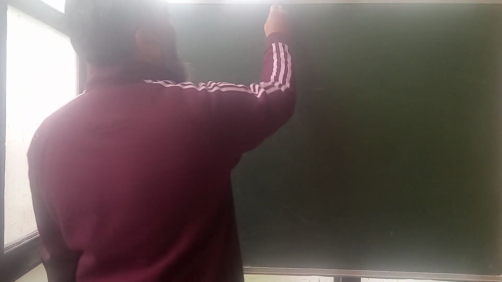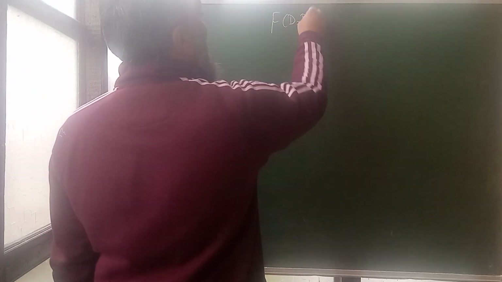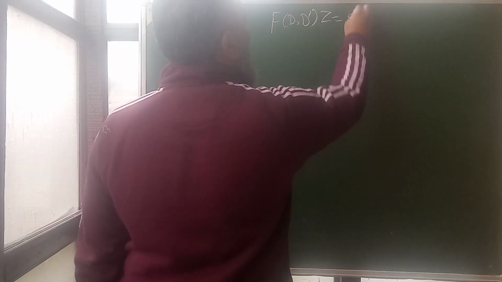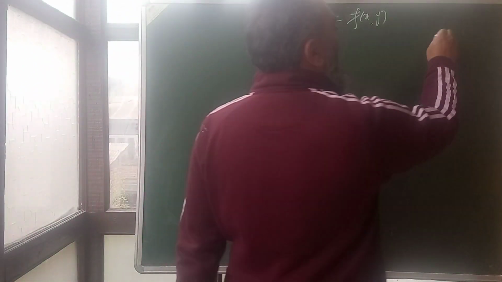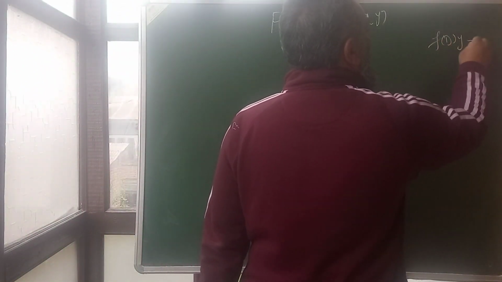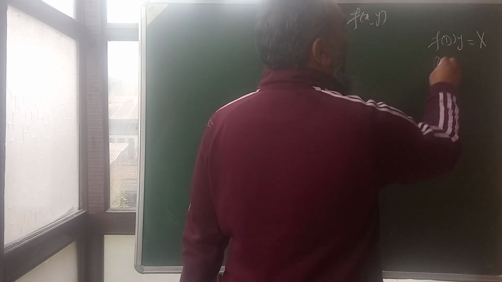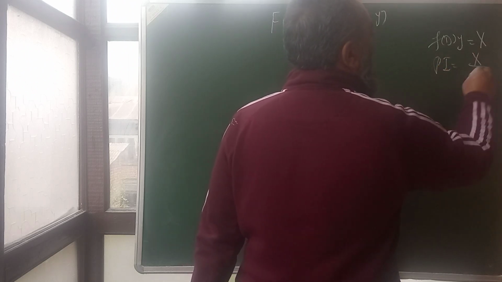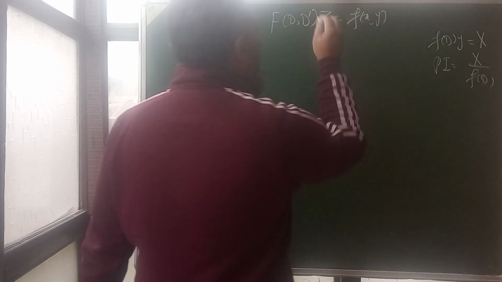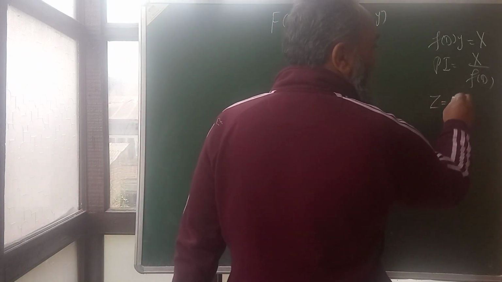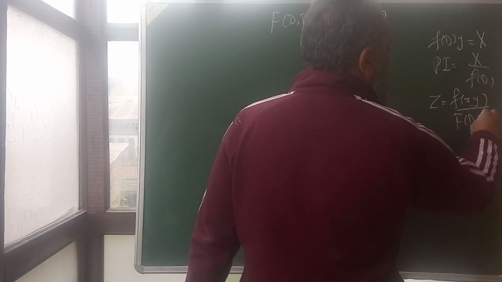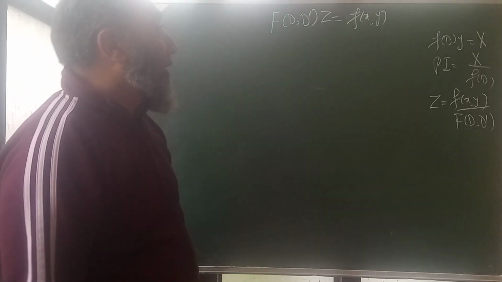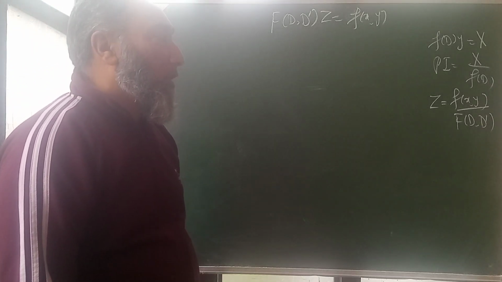Now you have a question, say f(D, D') operating on z equals some function of x, y. How to proceed? When you had f(D) operating on y equals some function of x, what was the particular integral? The particular integral was (function of x) upon f(D). So for this, the particular integral is f(x, y) upon f(D, D'). I have to find this particular integral.